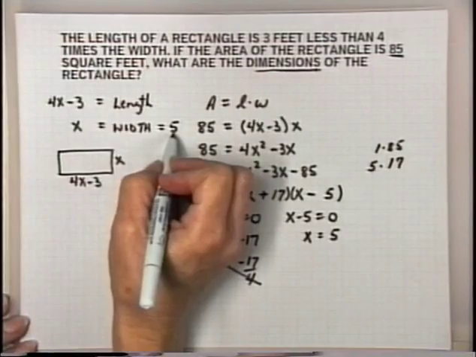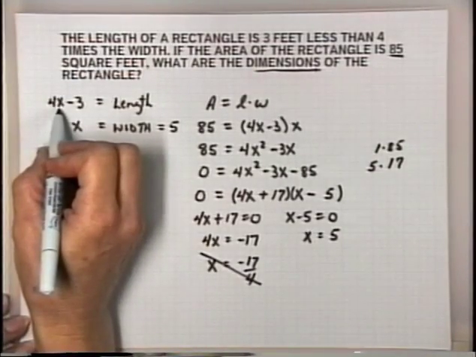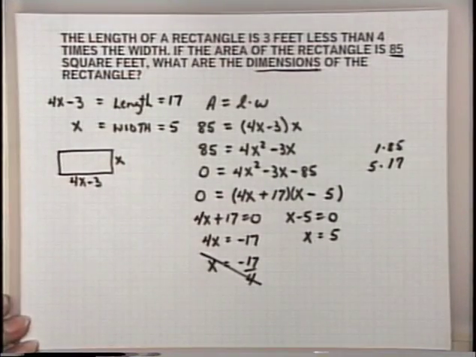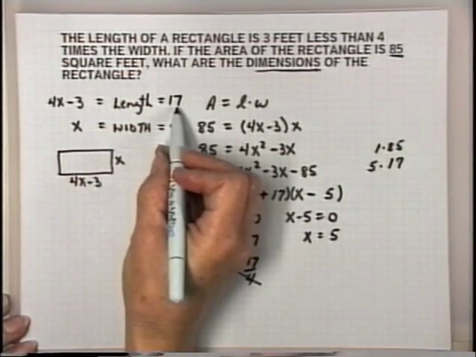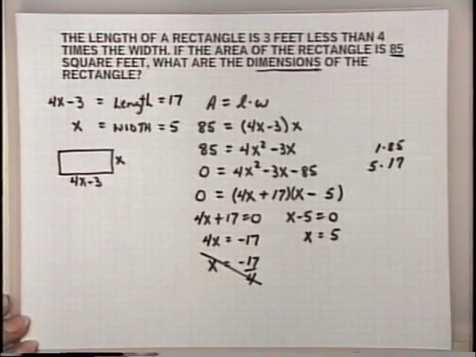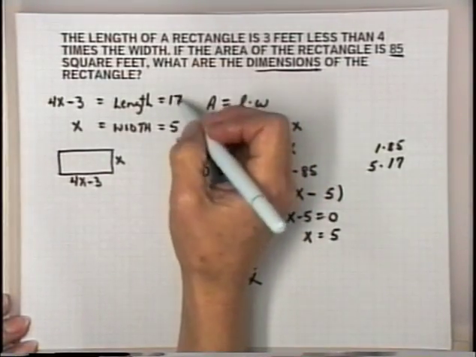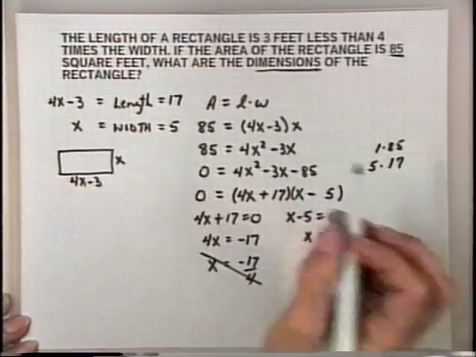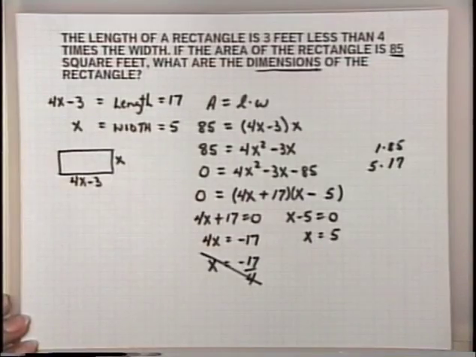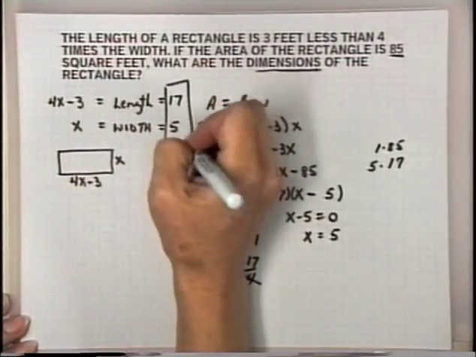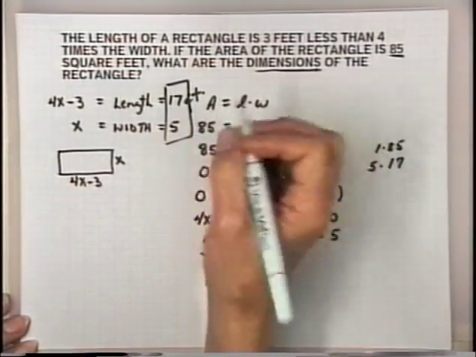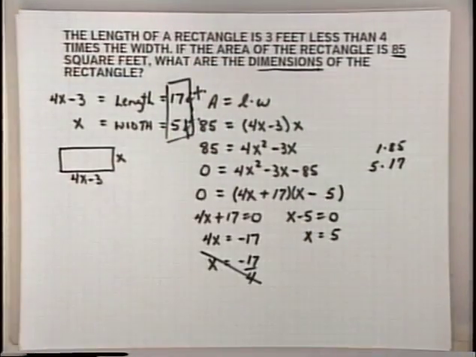If x is 5, 4 times 5 is 20, 20 minus 3 is 17 for the length. Notice that our length is 3 less than 4 times our width. The area, if I multiply length times width, 5 times 17, we've already noticed over here, gives us an area of 85. So our correct solution is for our length to be 17 feet and our width to be 5 feet.